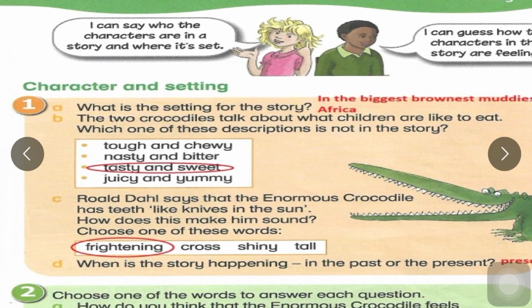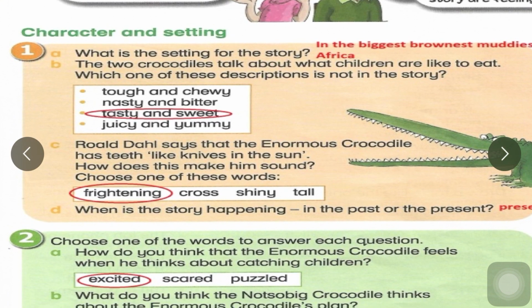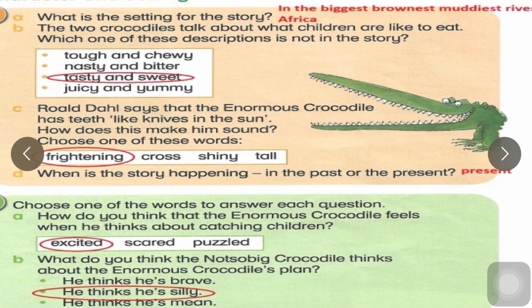Question B, we're going to choose the two adjectives that are not in the text. Tasty and sweet. Excellent. And what does this make him sound when you are hearing the sentence that he has teeth like knives? Frightening. Question D, when is the story happening, in the past or in the present? Can you guess?